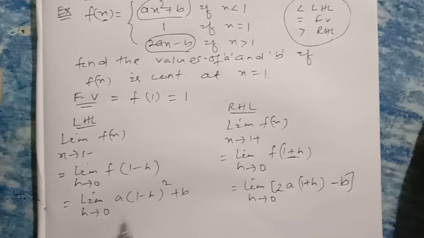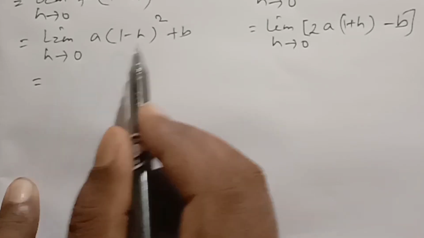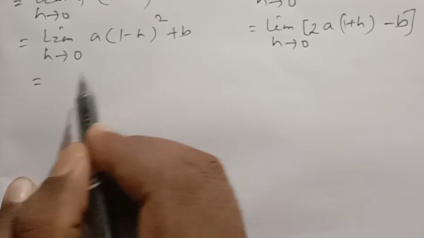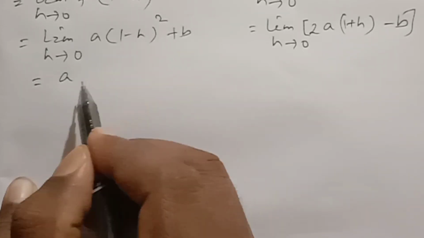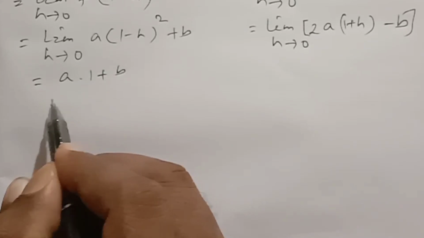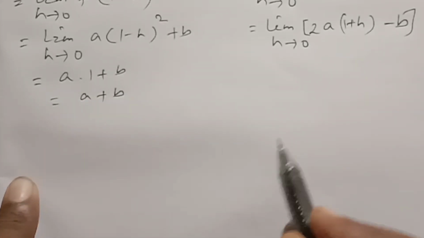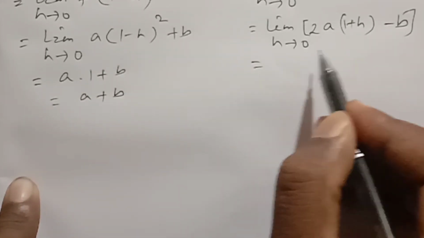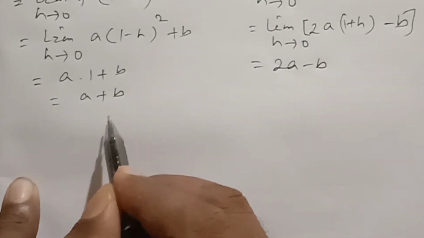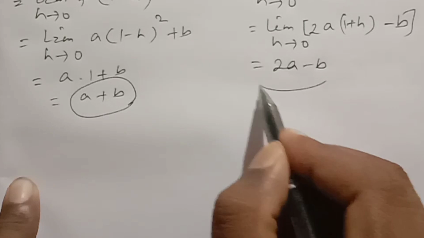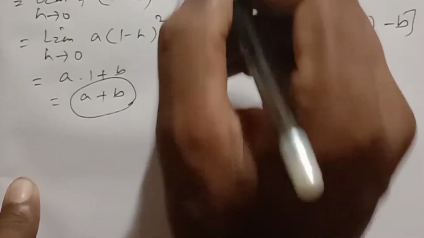So now put h is equal to 0. After putting h is equal to 0, we get a into (1 minus 0) is 1. So 1 square is 1. a into 1 plus b. So this is equal to a plus b. And here putting h is equal to 0, 1 plus 0 is 1. So this is 2a minus b. So this is LHL. This is RHL. And this is functional value.